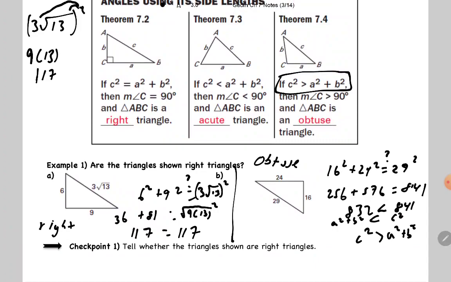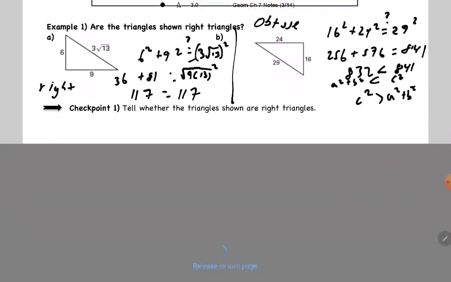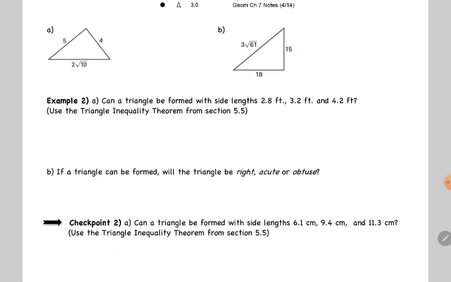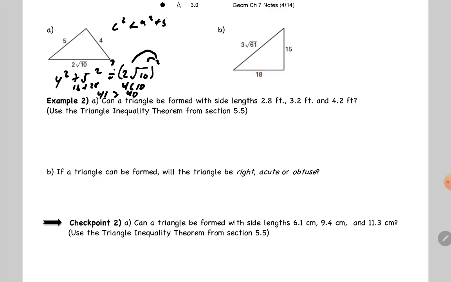Alright, checkpoint 1. Tell whether the triangles shown are right triangles. I assume it's on the next page. There we go. So 4 squared plus 5 squared, does that equal 2 root 10 squared? Okay, so I'm going to apply this square to both of these. So I got 4 times 10, which is 40. This one is 16 plus 25, so I got 41. Okay, that's bigger than 40. So that means c squared is less than a squared plus b squared. So this is acute.